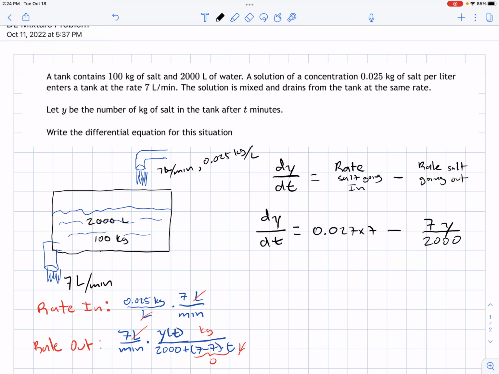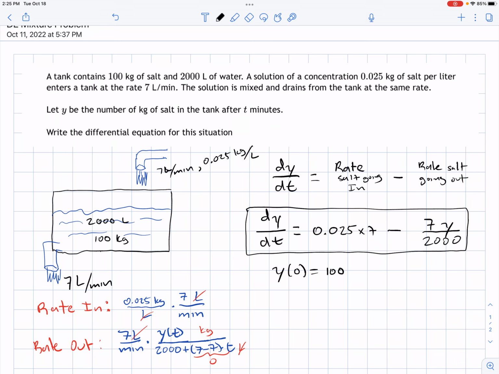Let me try to box that one more time. Of course, you can multiply the 0.025 times the 7 out. Also, last thing, we were given an initial condition that at time 0, or initially, there is 100 grams of salt, sorry, kilograms of salt. And that would be it.